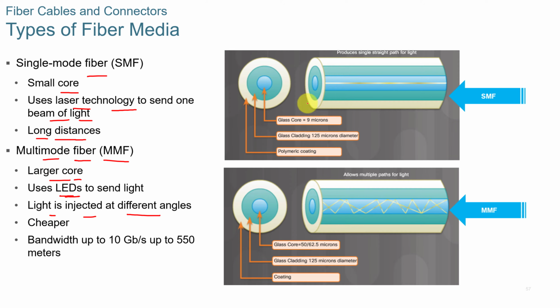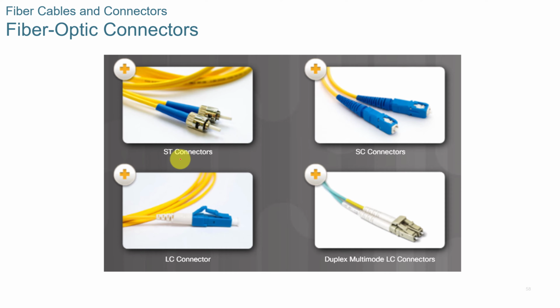So here on the single mode, they're just sending a single beam of light. Here they're bouncing it, and they don't interfere with each other because they know which bounce they're using or which type of bounce. And so it's cheaper, and the bandwidth can be up to 10 gigabits a second, up to 550 meters. And here's some of the common fiber optic connectors.